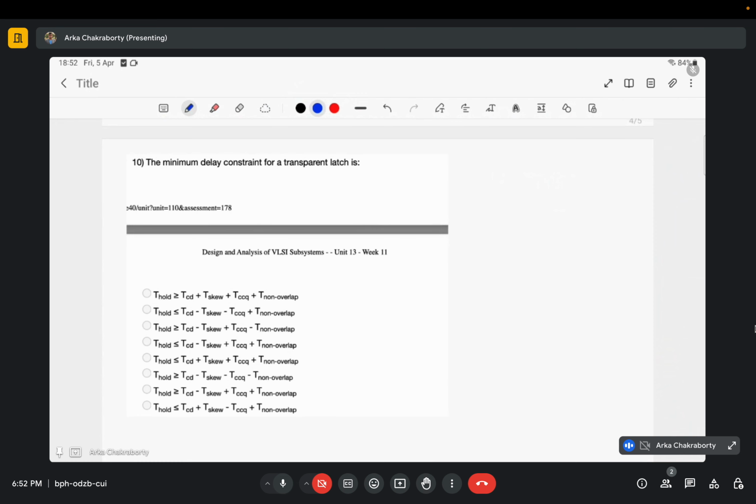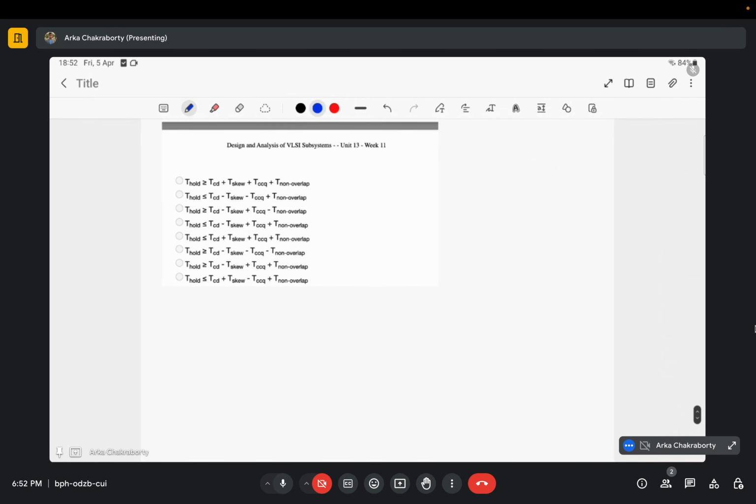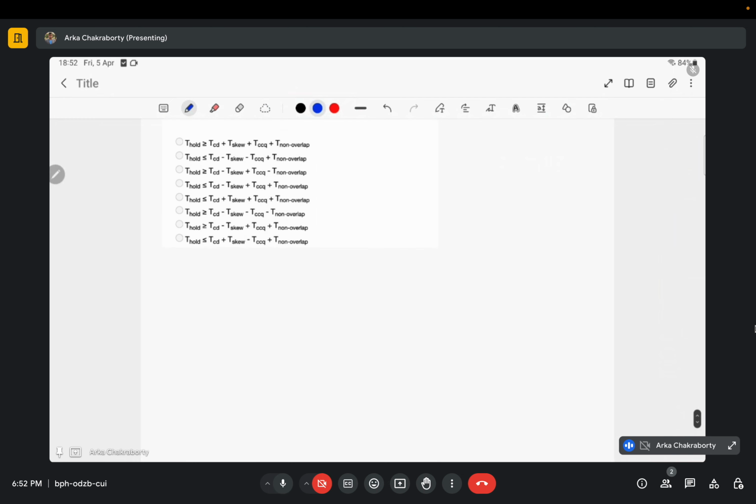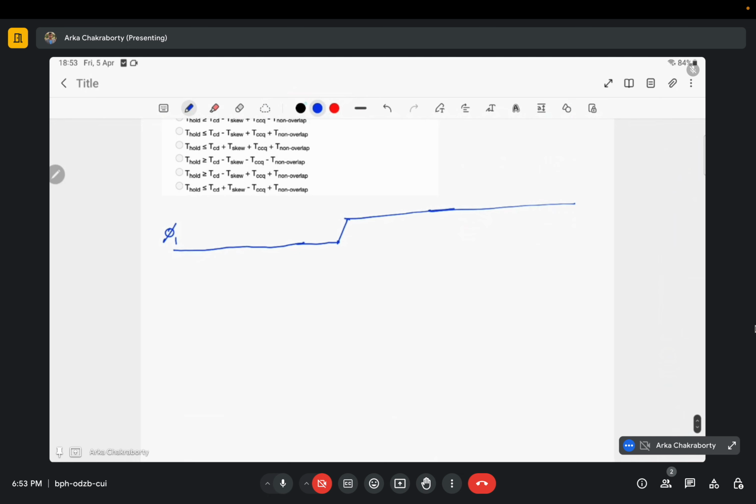For a transparent latch, it has been asked to find the minimum delay constraint. So the minimum delay constraint for a transparent latch, I have been given multiple equations. I have to find the correct one. Okay. So let us see in a transparent latch, considering T skew and the non-overlap condition, what it comes to. So in a transparent latch, basically I will have two non-overlapping clocks, phi 1 and phi 2. Let me consider this as phi 1. Let me consider this as phi 2.